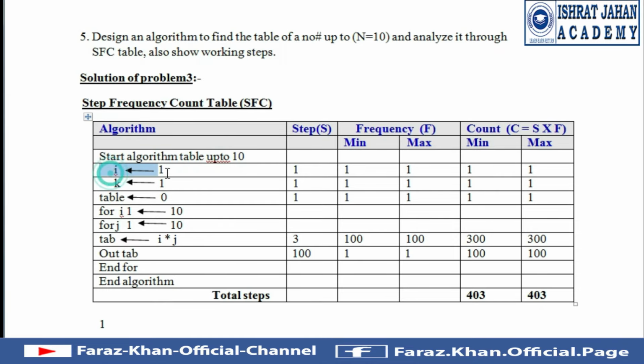I initialize I with 1, I initialize k with 1, and then table is the resultant identifier with 0, right? For I 1 to 10, for j 1 to 10, and tab is I multiplied by j, right? Out tab, and for, and end algorithm. Here is the algorithm.